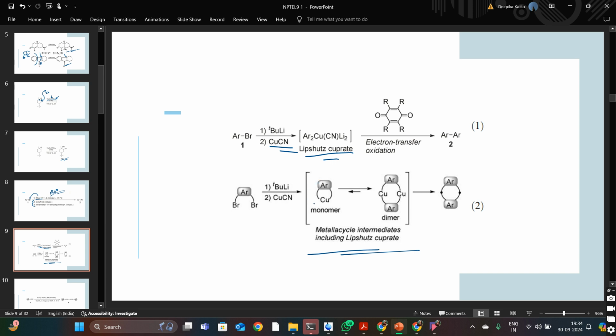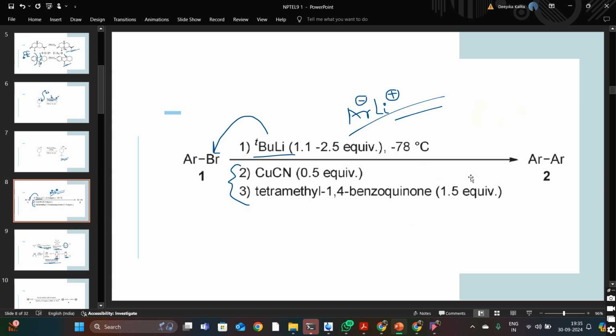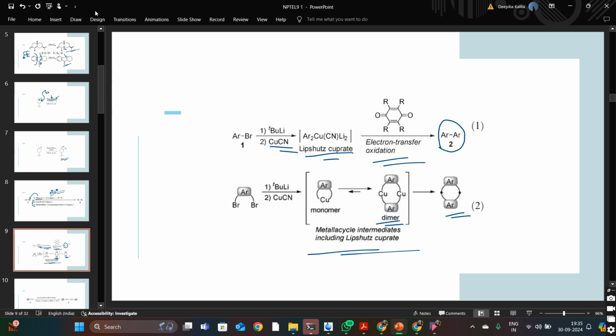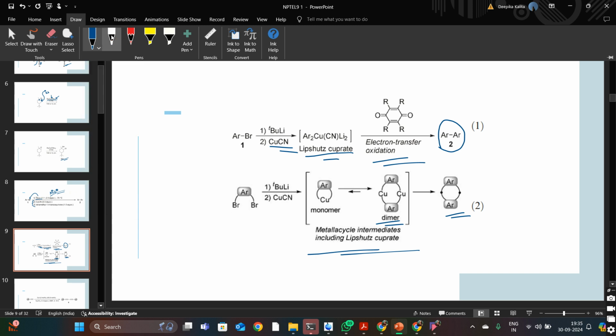You can see that aryl and copper monomer in this fashion will form first, which will lead to the formation of a metallacycle, which is basically the dimer of the aryl copper complex. Okay, and that dimer, which is the metallacycle intermediate, is going to undergo reductive elimination at the end to give you the coupled product. Okay, so this is how the coupled product is going to be generated, and the reductive elimination is going to be helped by the benzoquinone, which is also present in the reaction medium. Okay, tetramethyl 1,4-benzoquinone is also present. So this is how you are going to get the desired product.